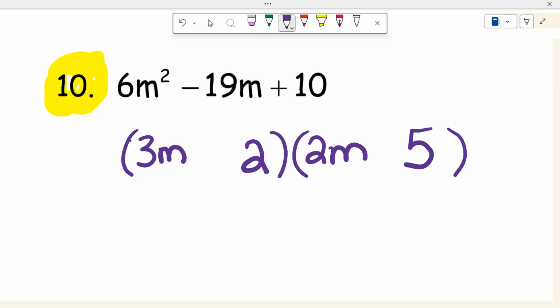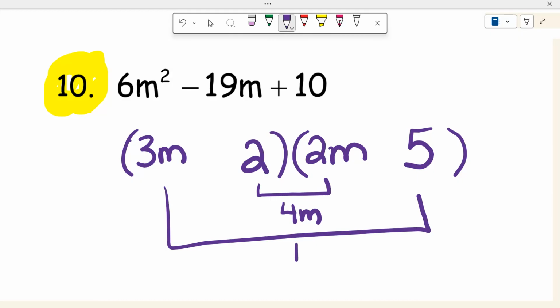Okay. So now you guys can see what we already talked about. The inside gives me a 4m. The outside gives me a 15m. They both need to be, because I need a minus 19. What does it need to be? Both. Because remember when you're doing integers, guys, minus 4m minus 15m gives me a minus 19.